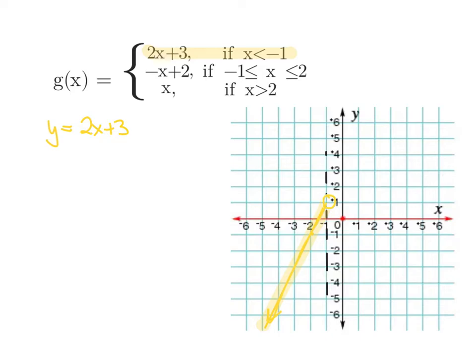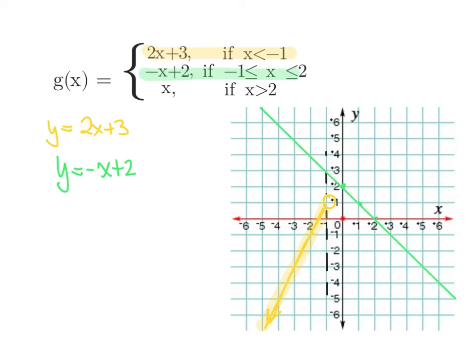Now for the second piece, that says that y is going to equal -x plus 2 if x is in between -1 and 2. So let's graph the line, -x plus 2, that is a y-intercept of 2, and a slope of -1, so down 1, over 1. Then we grab our straight edge and draw the entire line.